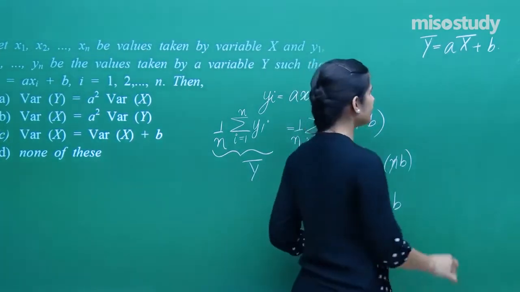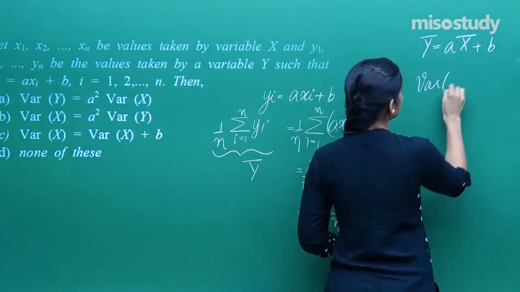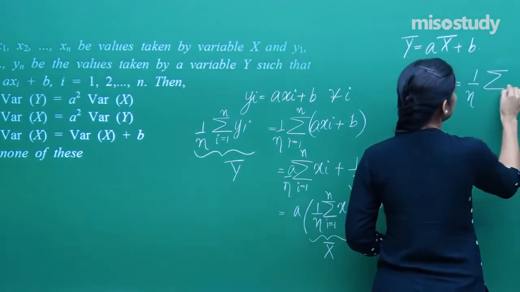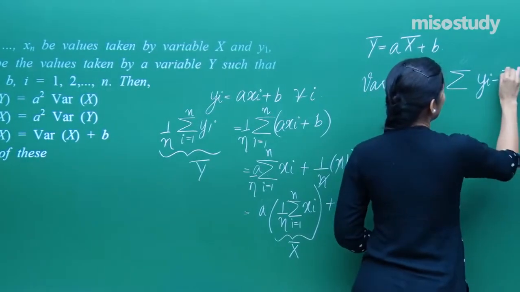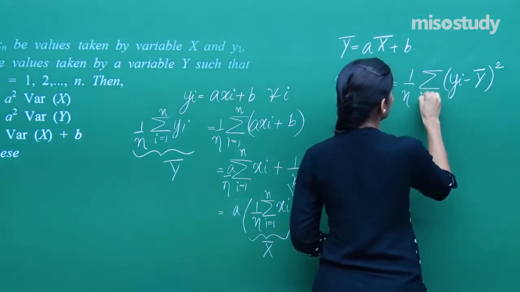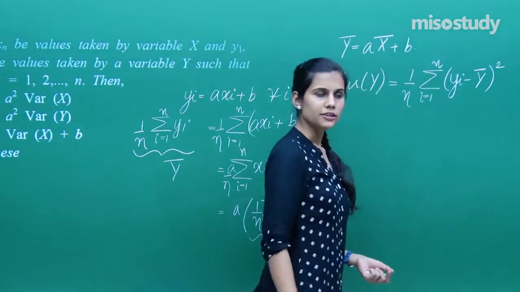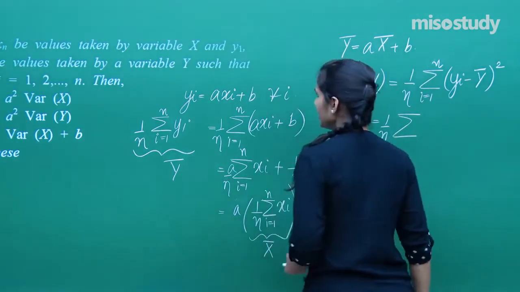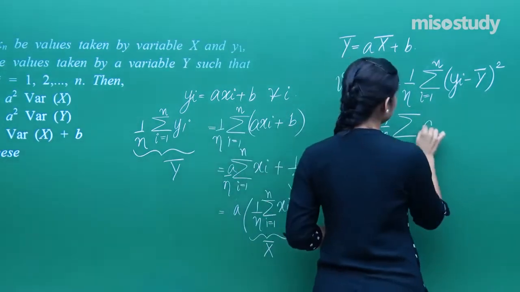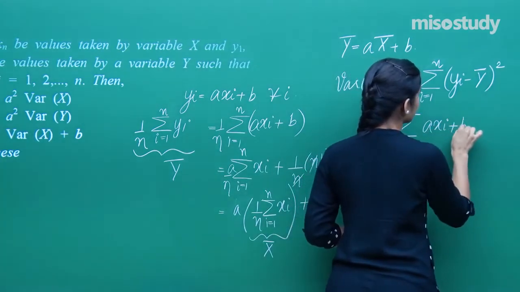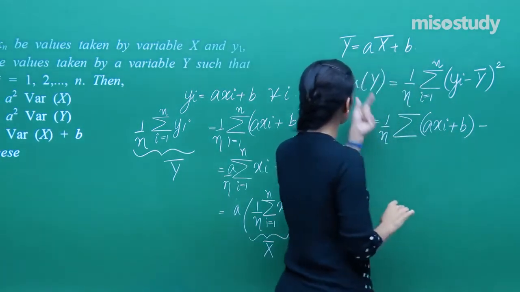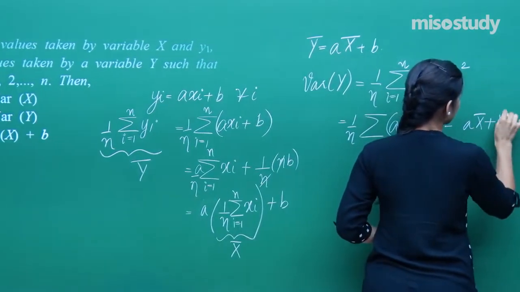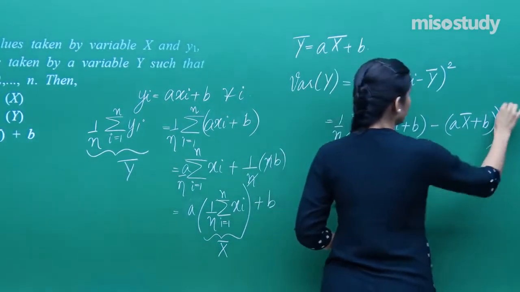Question is about the variance. What is the variance of the random variable y? It is 1 by n summation yi minus y bar whole square, i running from 1 to n, right? This is equal to 1 by n summation. What is yi? Yi is given as a xi plus b, minus y bar. Y bar is a x bar plus b. Whole square.